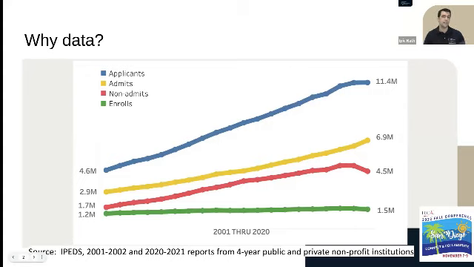The far left is back in 2001. And to put this into perspective, that was roughly when I was applying. I was a 2002 high school graduate. And at the time, there were about 1.2 million students applying, that green line on the bottom, and there were 4.6 million applications. So you've got to think about 3 or 4 applications per student, which is pretty typical, at least back then.